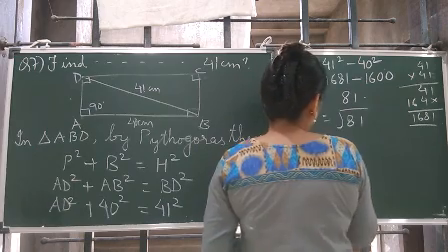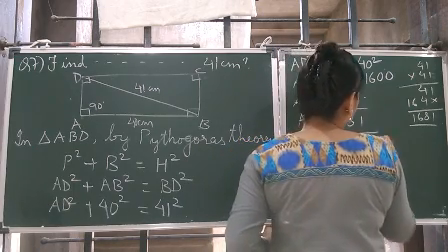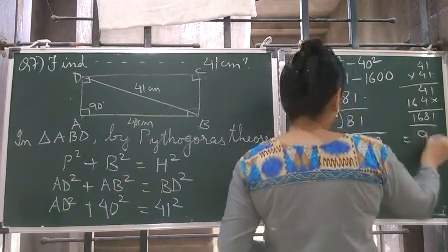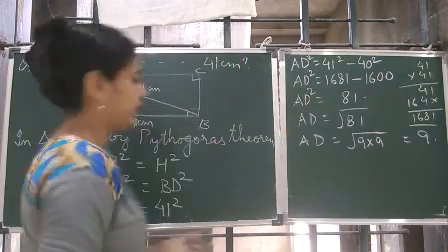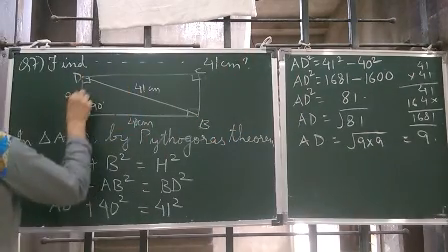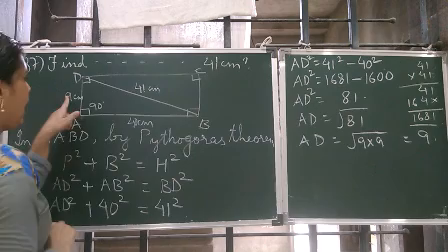Now, 81 can be written as 9 nines are 81, so 9 comes out. So AD is how much? 9. So now we know the length and the breadth.